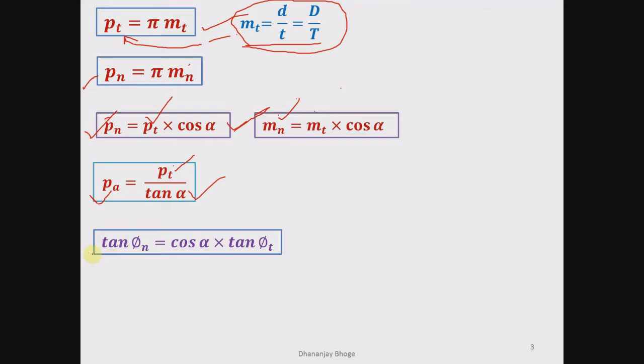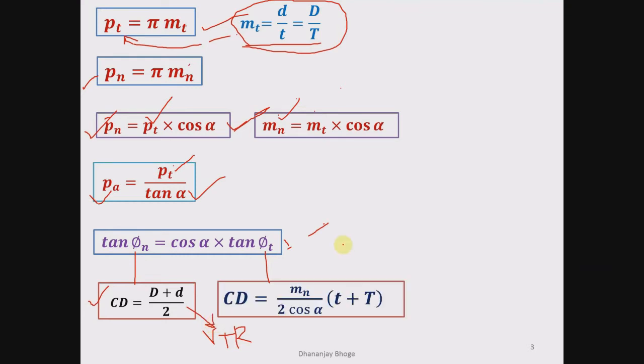Now again we have a relation between normal pressure angle phi n and transverse pressure angle phi t. So tan of phi n is equal to cos of alpha times tan of phi t. Center distance is the sum of the pitch circle radii of two mating gears. CD is equal to pitch circle radius of pinion plus pitch circle radius of the gear. So we can also write it like this: (D plus D) divided by 2.